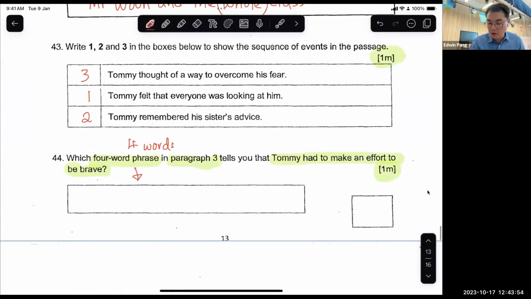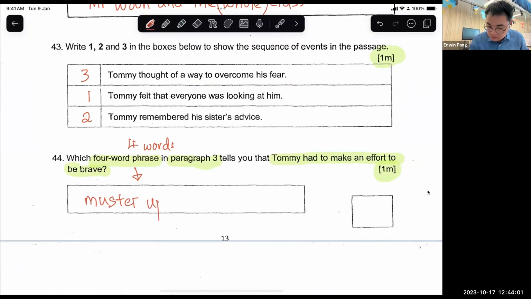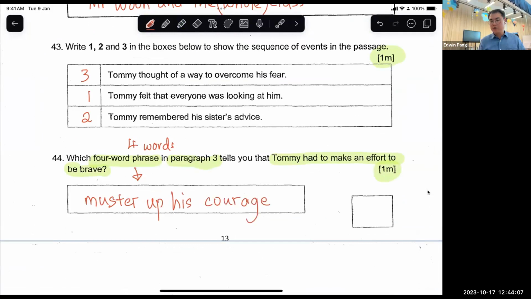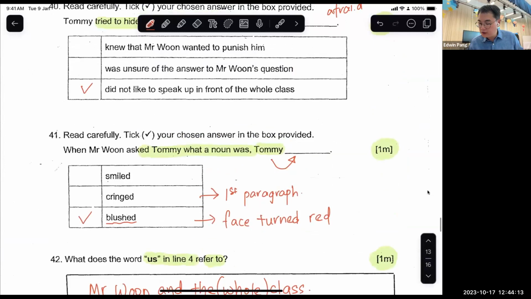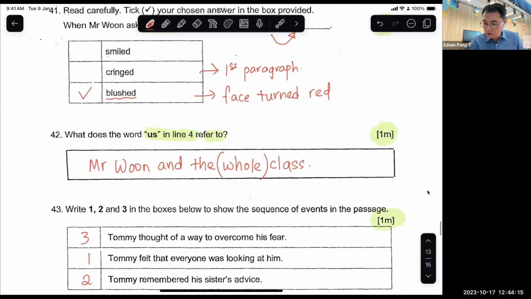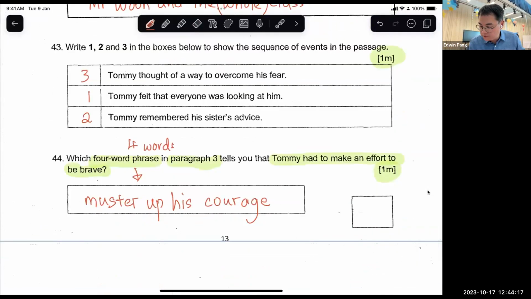And this one is very important. If you copy wrongly, you will get it wrong. So you must copy very carefully here. Muster up his courage, and you must spell every word correctly, or the entire question will be wrong. Now let's give ourselves a mark. This page has 1, 2, 3, 4, 5 marks, so I have my total upon 5. Go ahead and score yourself upon 5, please.